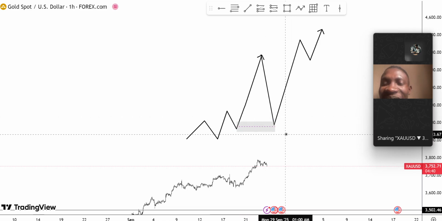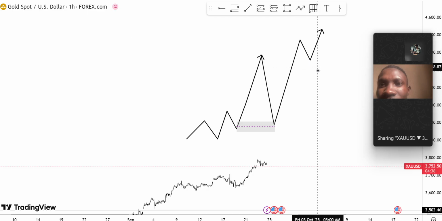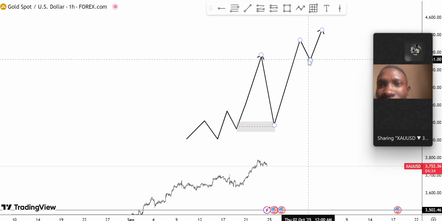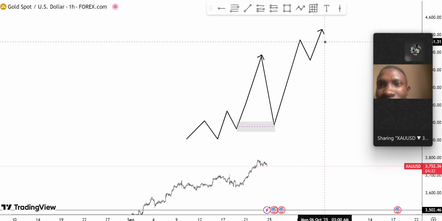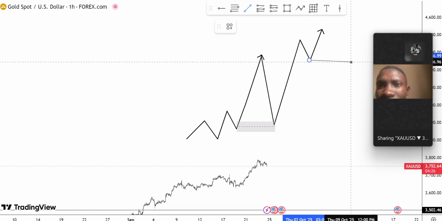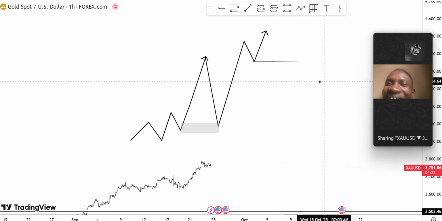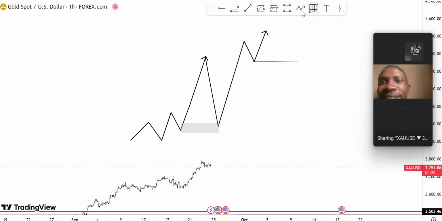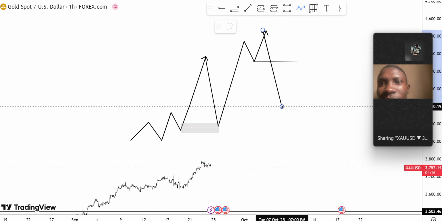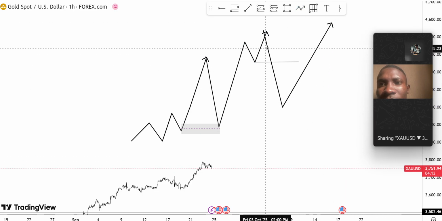Price tapped into this place as demand and then moved up from there. And this one went up, took this high without coming into demand. So we now have this one as inducement. And so possibly price might come up here, and then keep on going.